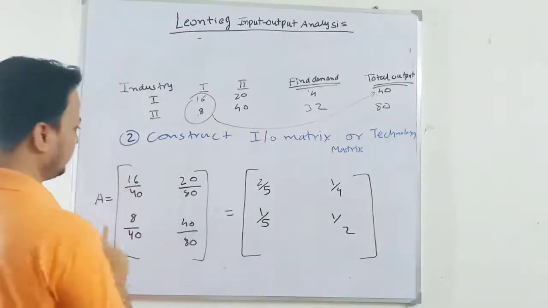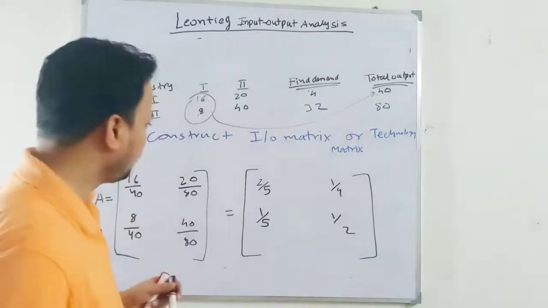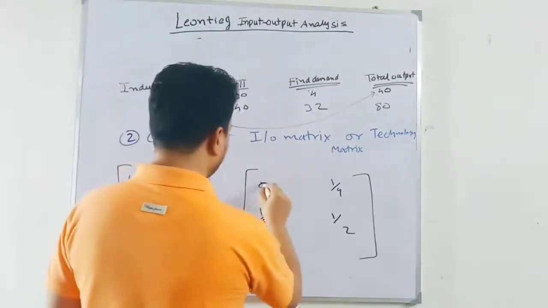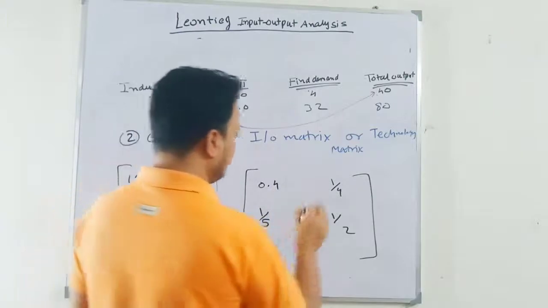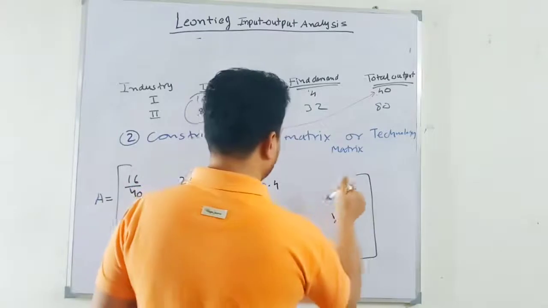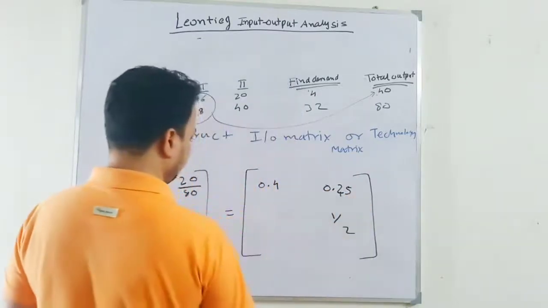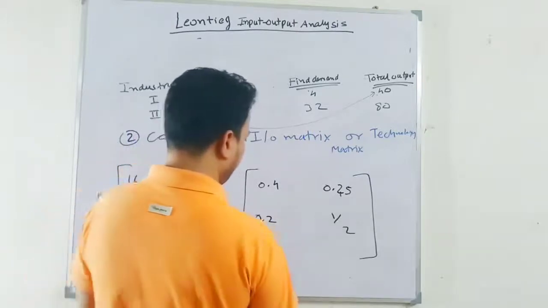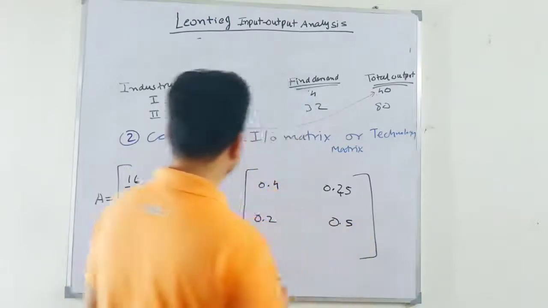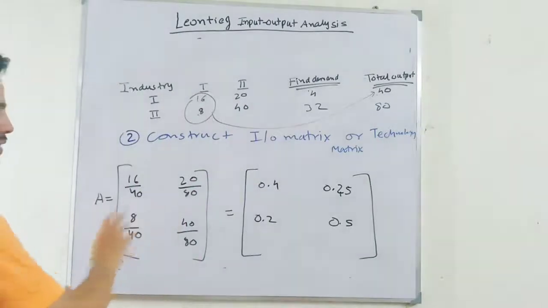So I rub this thing. Let it be there. This thing I can write as 0.4, right? This I can write 0.4. 0.25, 1 divided by 4, 0.25. This is 0.2. 0.2. And this is 0.5. Okay. So construct input, output, or technology matrix. So I construct that thing.